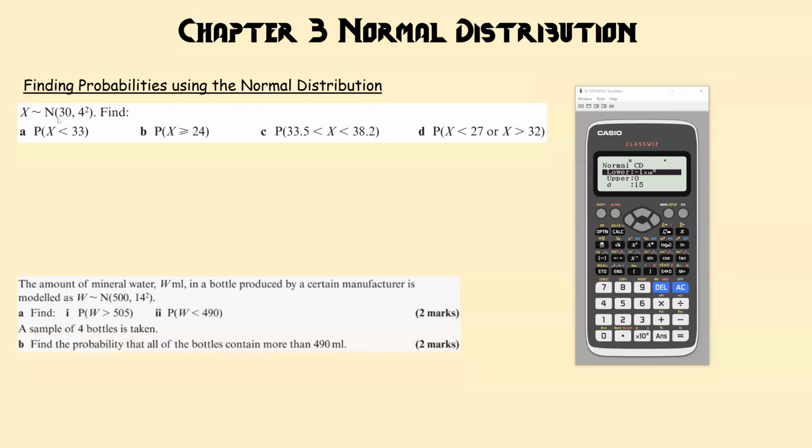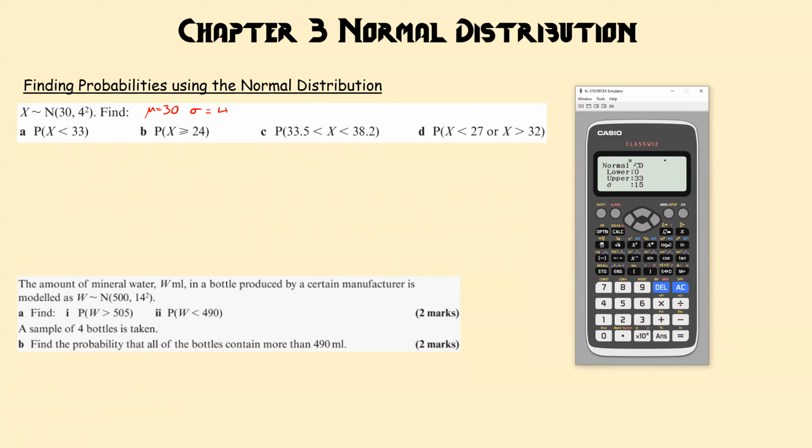I'm going to put down what these are just next to it. So we've got mean is 30 and standard deviation is 4. We want to know when X is less than 33. So if it's less than 33, we know 33 is the upper bound. 5 times 4 is 20. So we need the lower bound to be at least 13 or less. I'm actually just going to put 0 in and put 33.